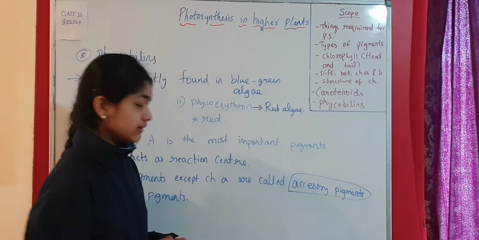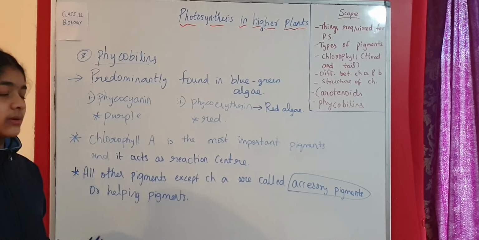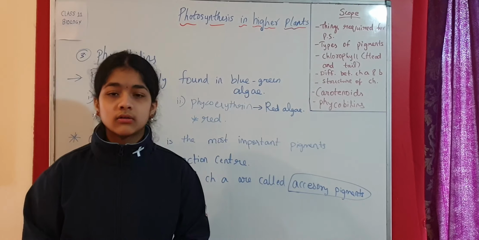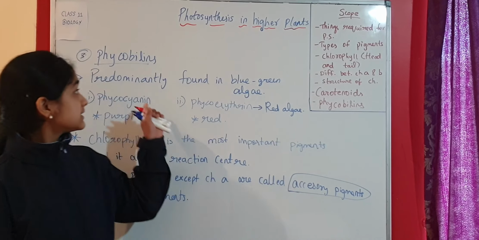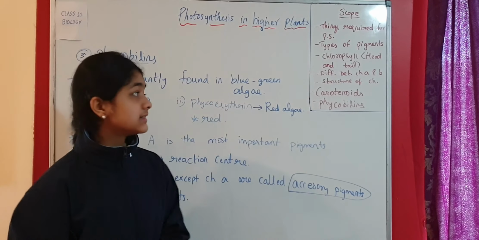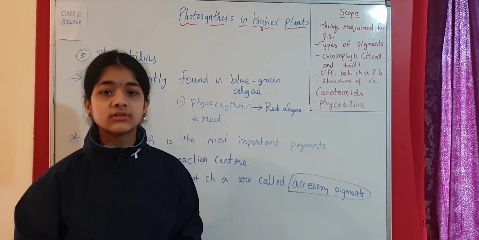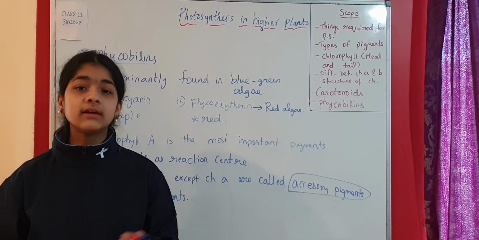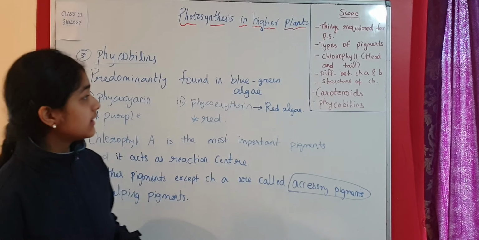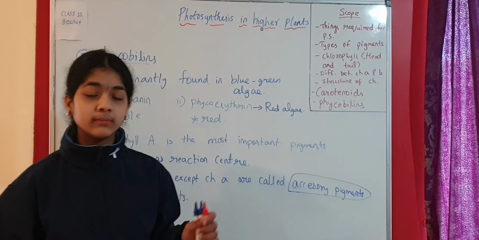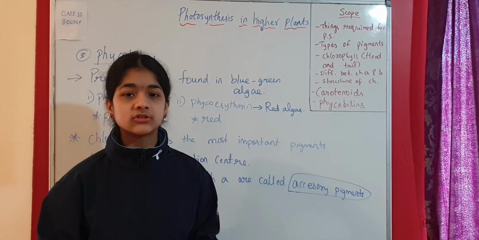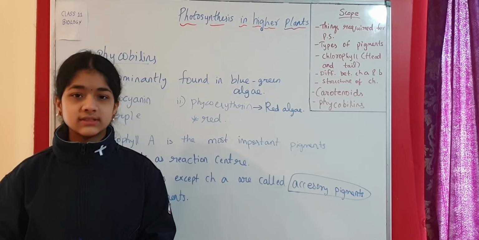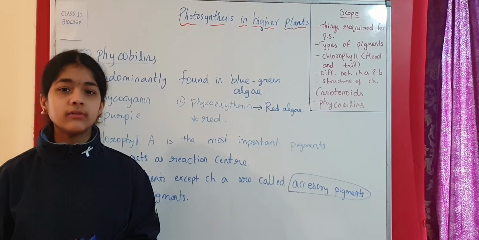So this is some important information about pigments, and these are the three different types of pigments, which are chlorophyll, phycobilins and carotenoids. And we have looked at the things required for photosynthesis, the types of pigments. Chlorophyll head is called porphyrin head, tail is called phytol side chain, and the differences between chlorophyll A and chlorophyll B, it's the most important thing, and the structure of chlorophyll as well, and some characteristics of carotenoids and phycobilins. So this is all about the pigments which are required for photosynthesis.